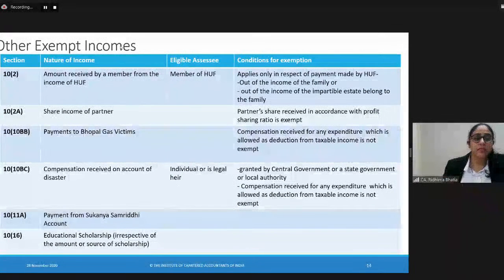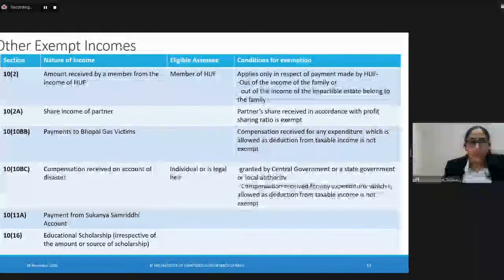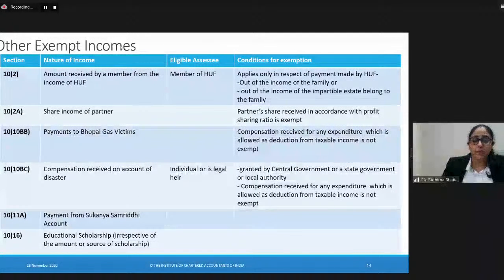Okay. Next is educational scholarships, irrespective of the amount or source of scholarships. Section 10, Clause 16. Whatever scholarship amount you get, it should be for education purposes. It would be exempt.